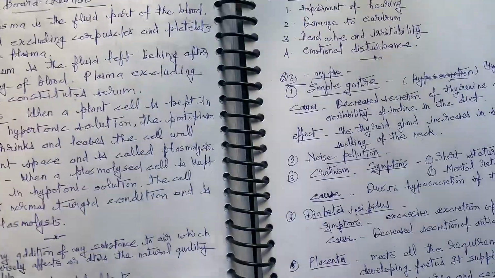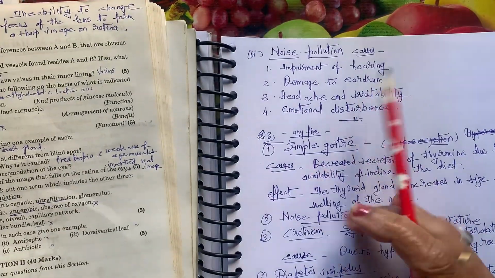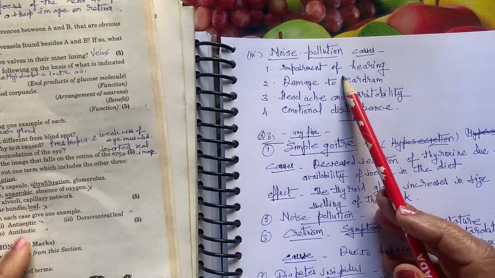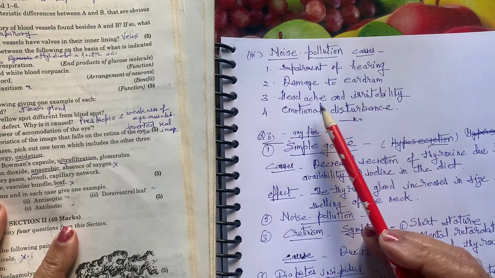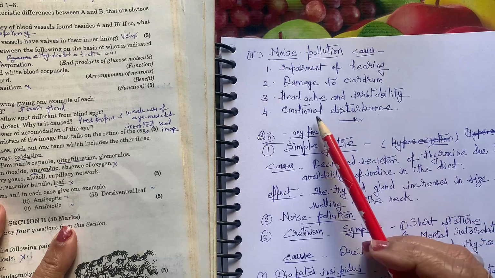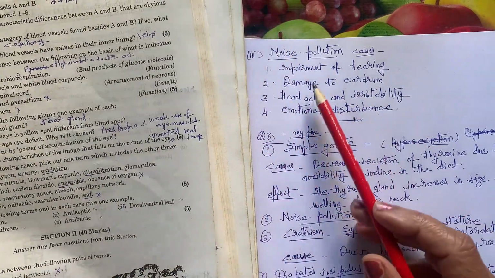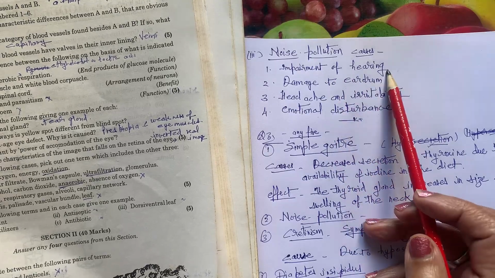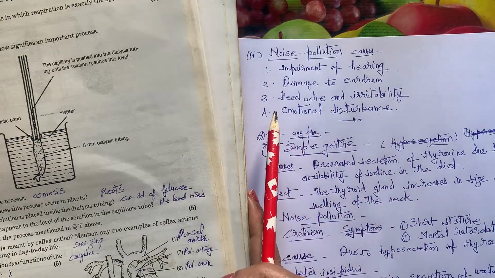Mention harmful effects of noise pollution. Noise pollution causes impairment of hearing, damage to eardrum, headache and irritability, emotional disturbance. I hope the points I gave you in short are clear.